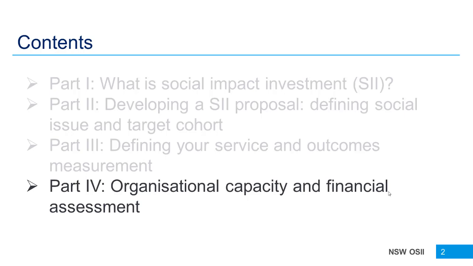In the second video, we looked at defining the social issue and how to identify an appropriate target cohort. The third video, we looked at the elements of your service and in particular, what a good program logic looked like. And then we moved on to the areas of understanding the outcomes that you wanted to achieve and how to rigorously measure those outcomes.